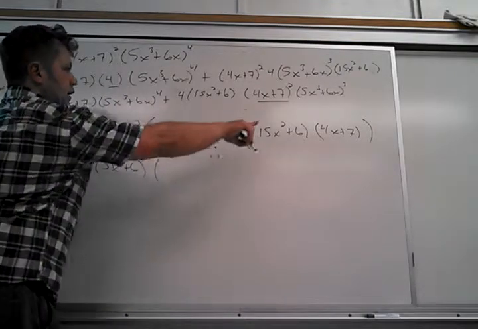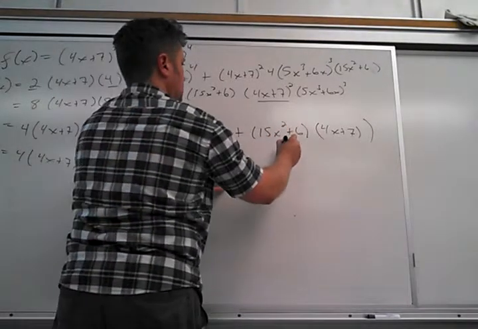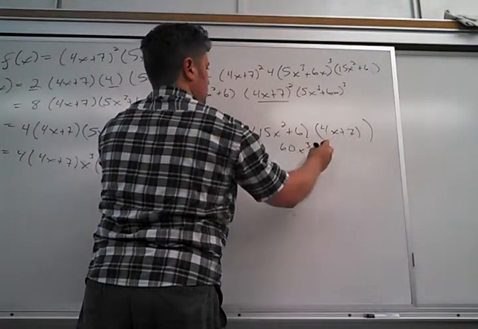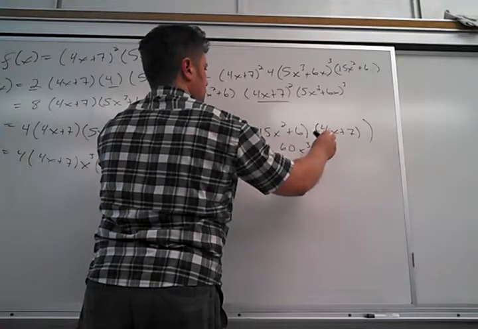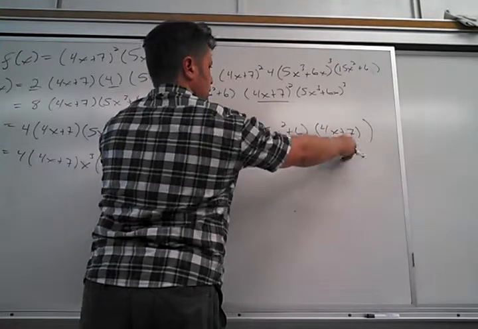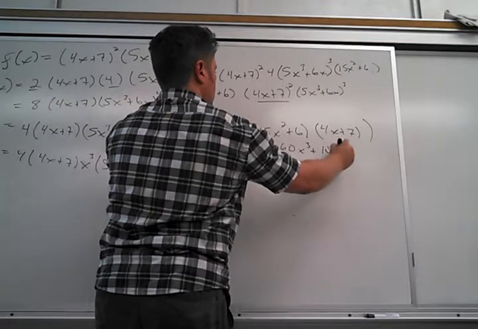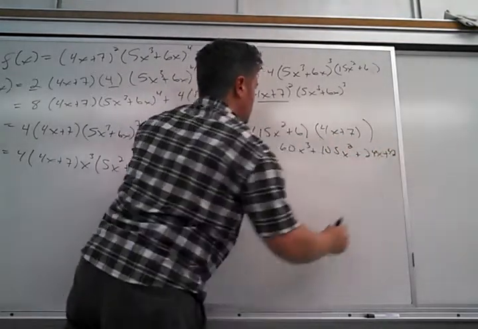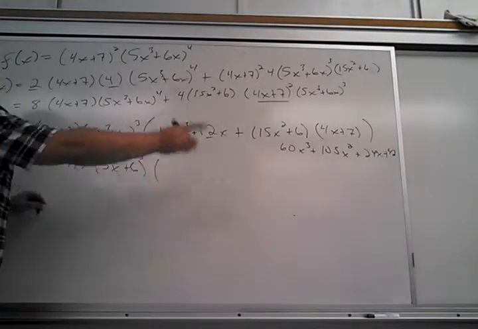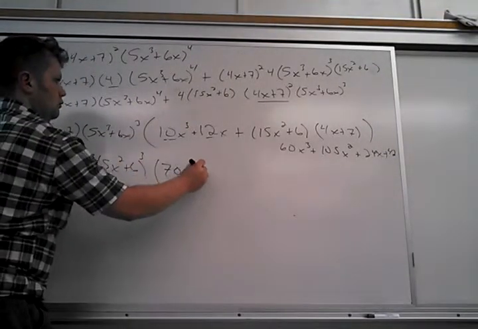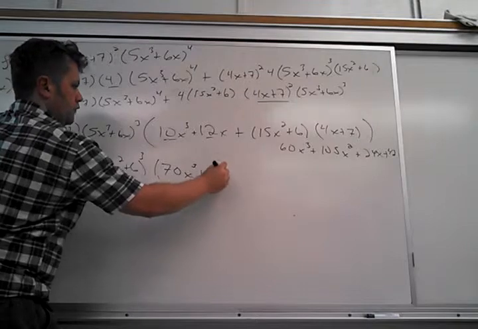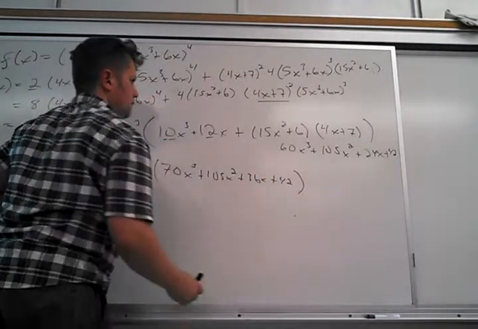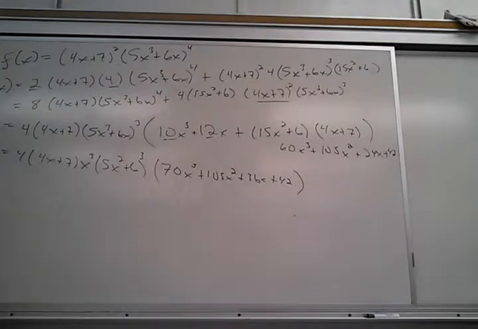And then inside here, you end up with, what would this be? 60x cubed plus 24, let's see, plus, where am I at? 105x squared, 24x plus 42, is that cool? And I combine like terms, I get 70x cubed plus 105x squared plus 36x plus 42. Yes, ma'am.